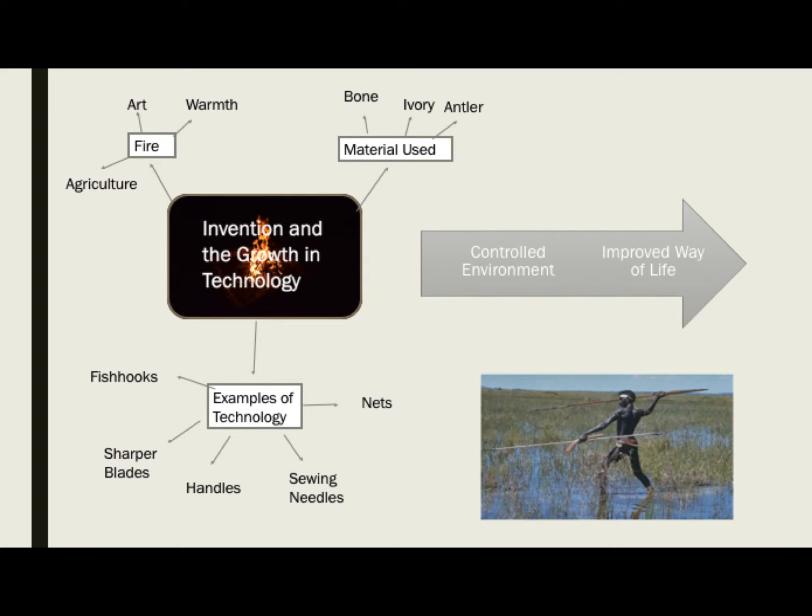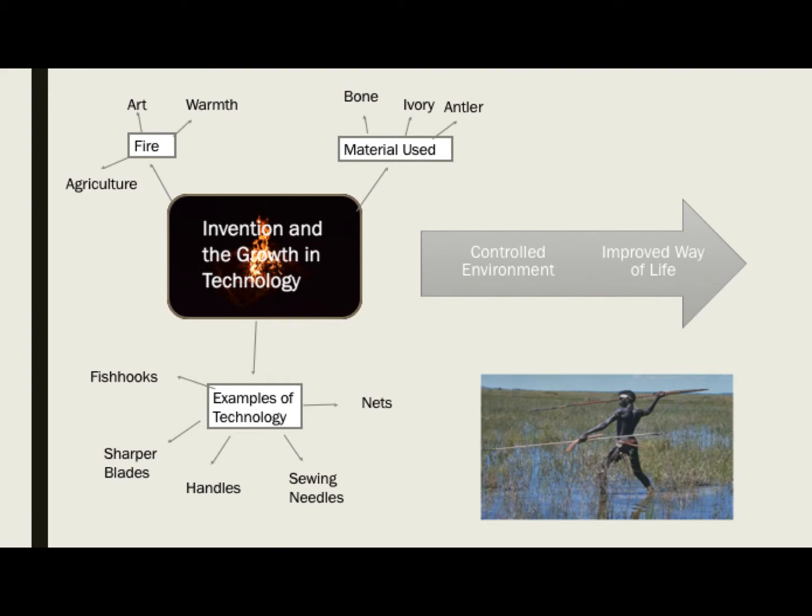One example of technology changing is the use of fire. Fire was used for warmth, for cooking, for agriculture. Hunter-gatherers would use fire to burn land and create rich soil, which is a technique still used in some parts of the world today. They also used fire for art. They had invented the kiln, which was used for warmth and cooking, but they could also create ceramic figurines and artwork through that.